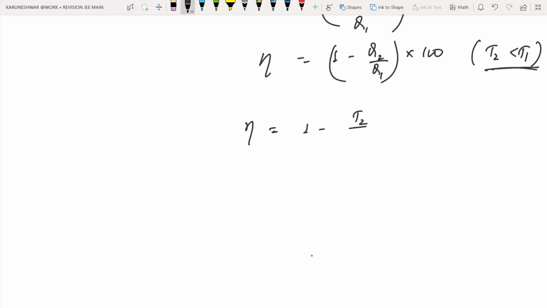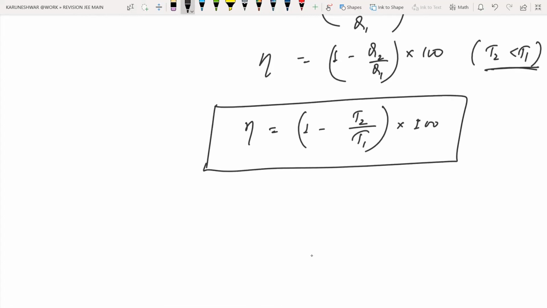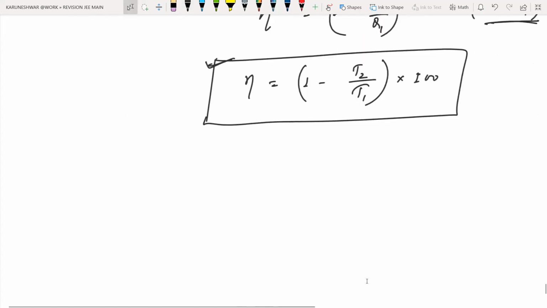This is 1 minus T2 by T1, multiplied by 100. This is called efficiency. So here you have one relation: you can relate Q1, Q2, T1, T2 in this relation, that Q1 divided by T1 will be Q2 divided by T2. This relation you can remember, and it is W divided by T1 minus T2.